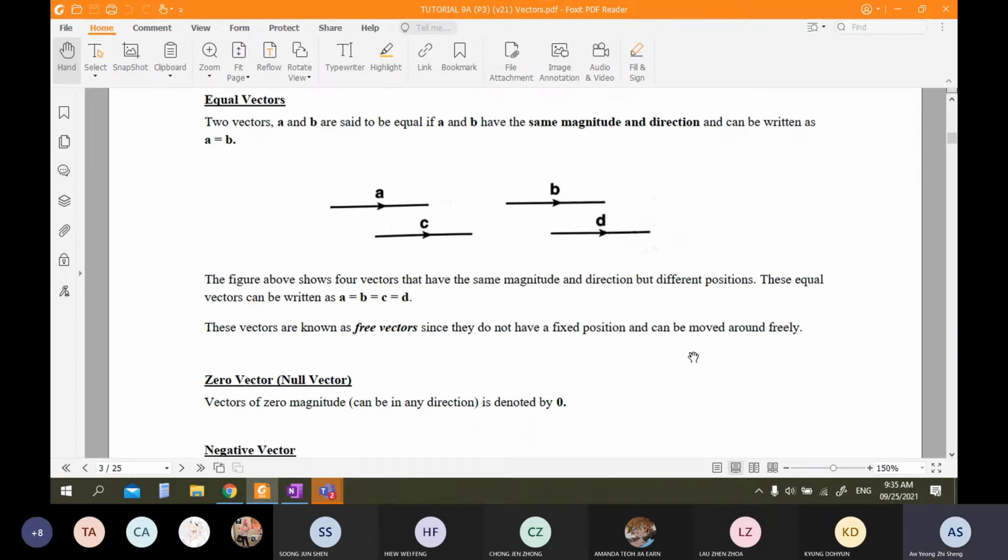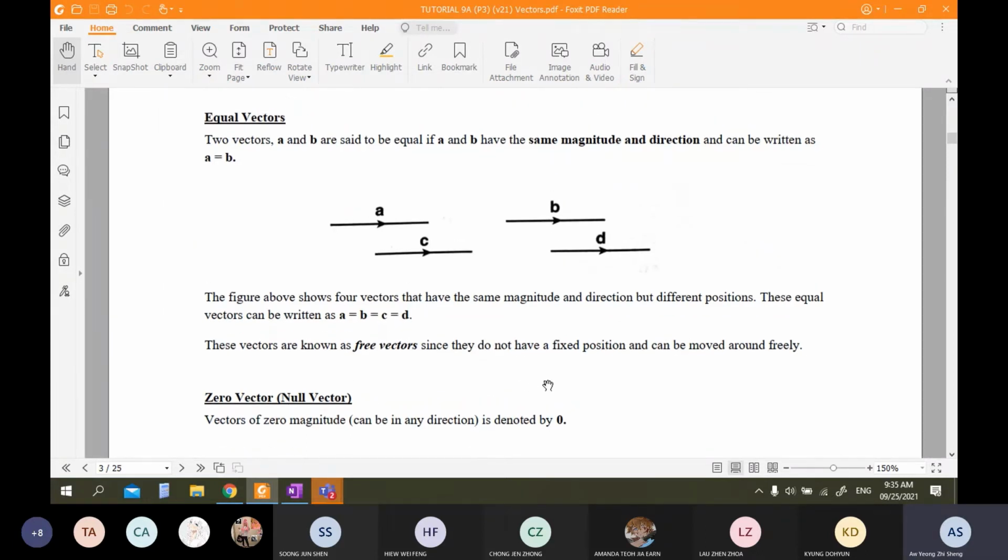The diagram here shows you four vectors which all have the same direction and the same length. You need same direction and same length to claim that vectors are equal. So all four of these vectors A, B, C, D have the same length and same direction, therefore they are all equal vectors. And so we can write vector A equals vector B equals vector C equals vector D.